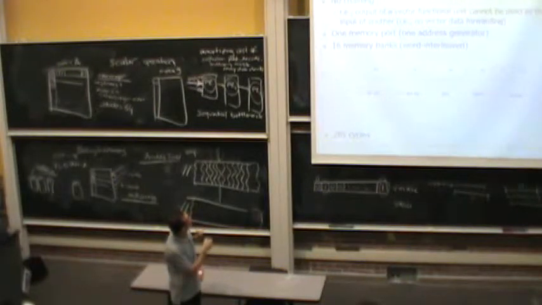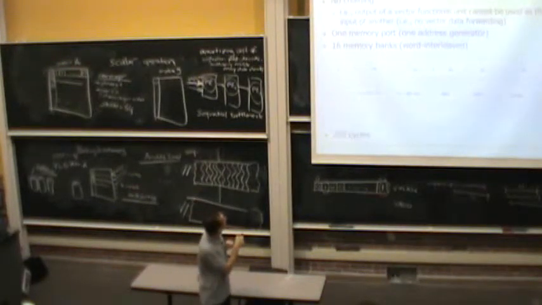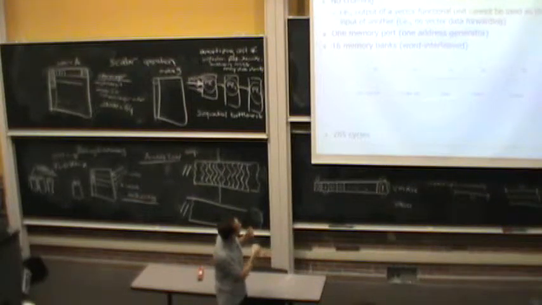Let's assume one memory port, one address generator, if you will, and 16 memory banks that we assumed before. And let's assume there is no forwarding. I will introduce you to forwarding in vector processors later, there's no chaining. And I'll get back to this. Basically, this is the number of cycles this vector takes, 285 cycles. Why?